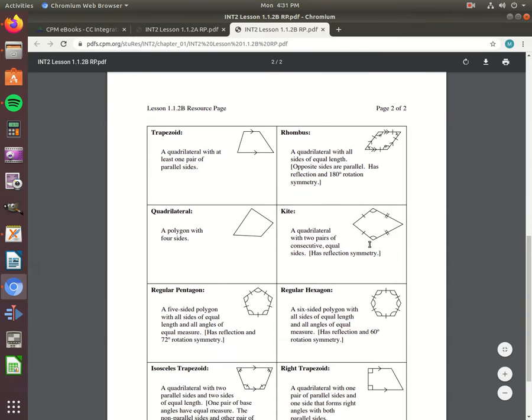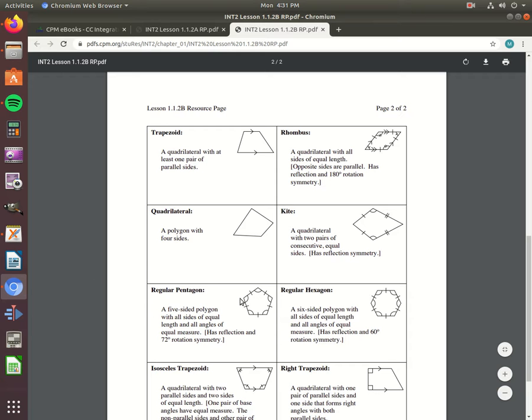If I go to a trapezoid, we just have opposite sides parallel. A rhombus looks like a mess. All sides are the same length, opposite sides are parallel, opposite angles are the same. Quadrilateral, nothing special, all sides are different. A kite, 2 sets of same sides and the opposite sides are the same angle, but these are not the same angle, so that's important to remember about a kite.